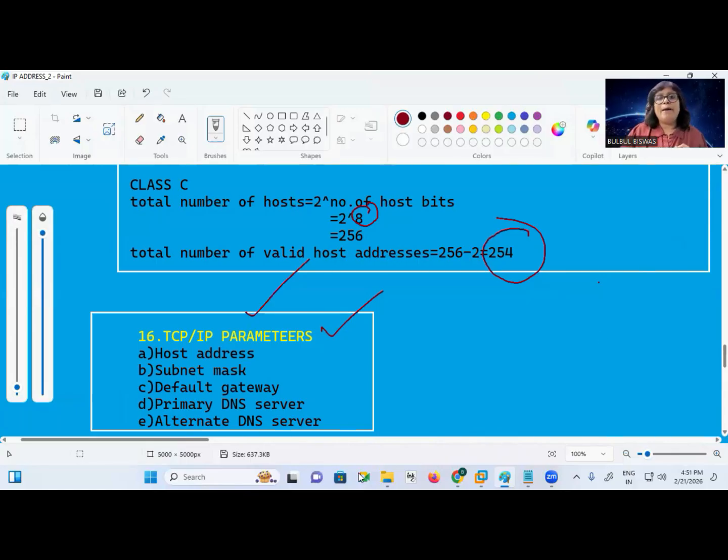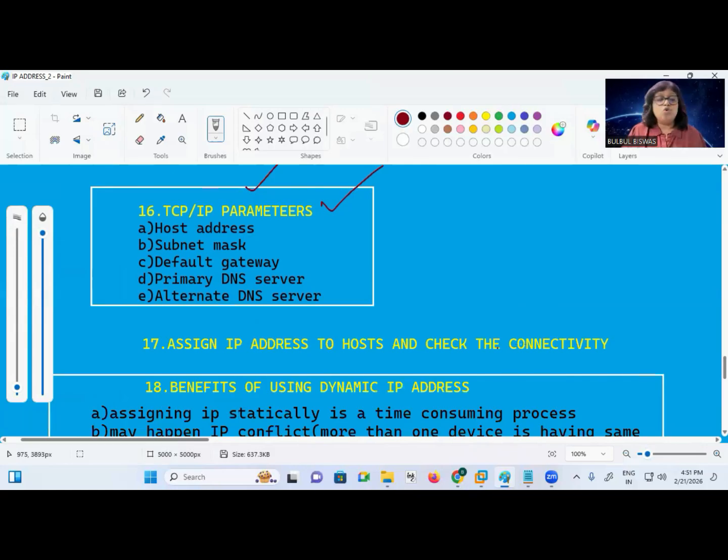So what are the 5 parameters that come under TCP/IP properties? The first is the host address, second is the subnet mask, third is my default gateway, next is my primary DNS server, and last one is my alternate DNS server. For your information, whenever we are going to assign an IP address to a computer, we have 2 options. One is static, another is dynamic.